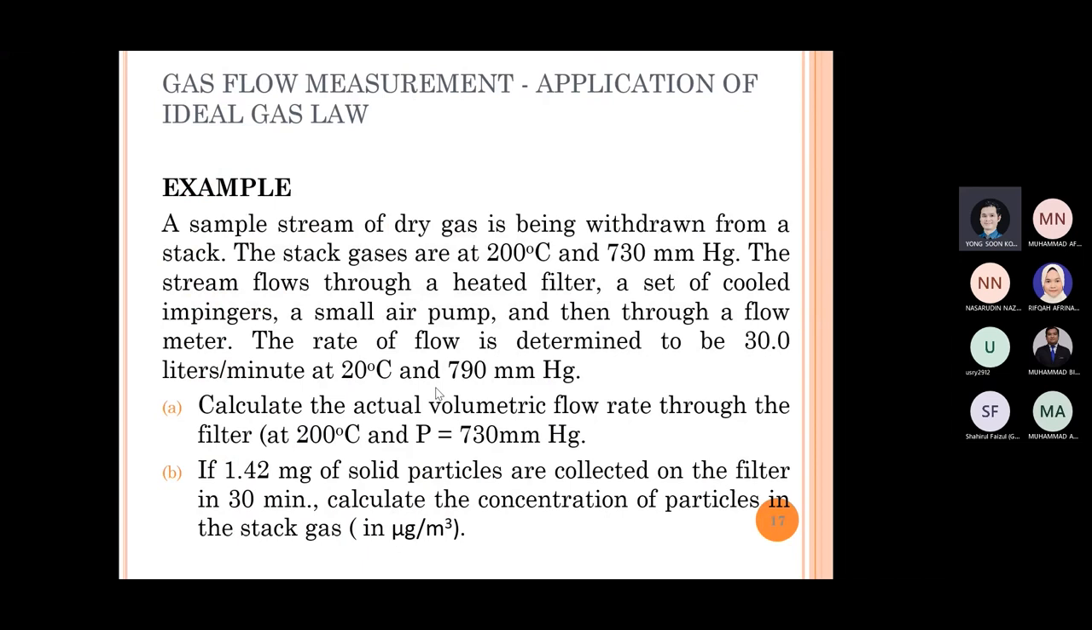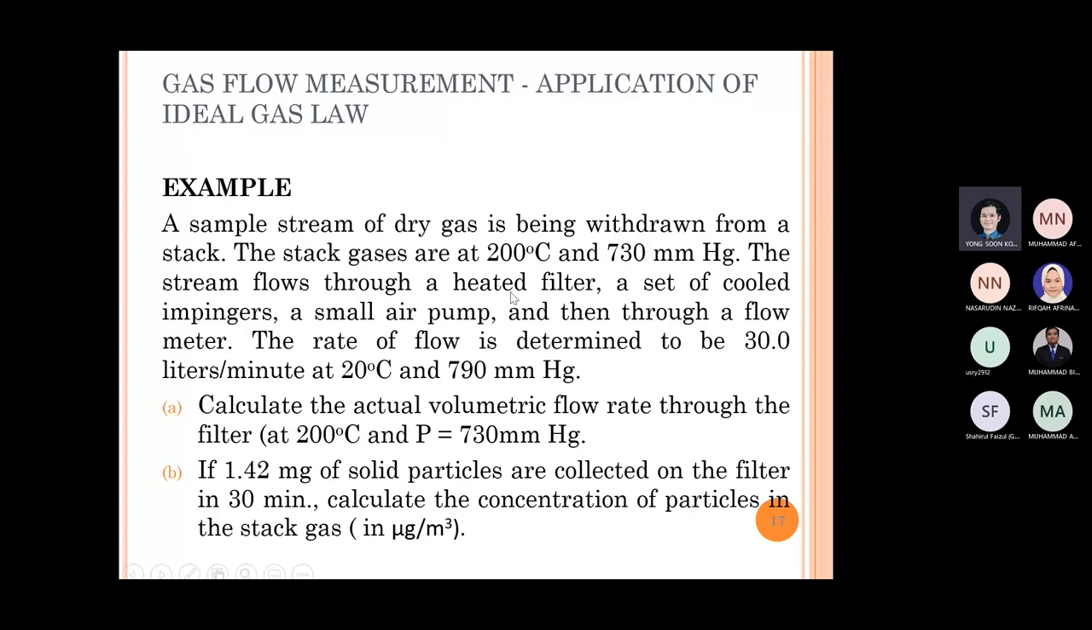Okay, now the application of gas law. There is another question for us to answer, to test how we convert the condition of the emission air sample collected back into STP using the ideal gas law. In this question, there's a stream of dry gas being withdrawn from the stack. Good news is they already say it's dry, no moisture, so no need to correct for moisture. Next, the stack gases are at 200 degrees Celsius and a slightly lower pressure of 730 millimeter mercury. Because in STP, it should be 760, right? So this is slightly lower.